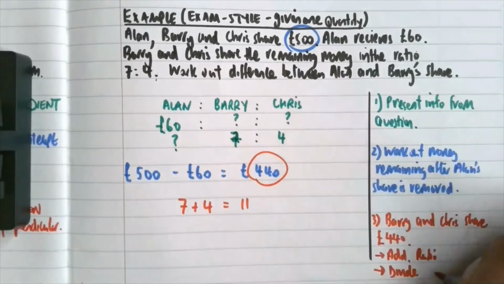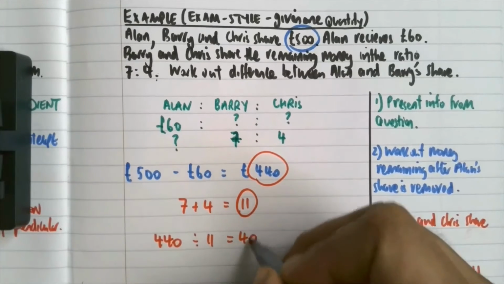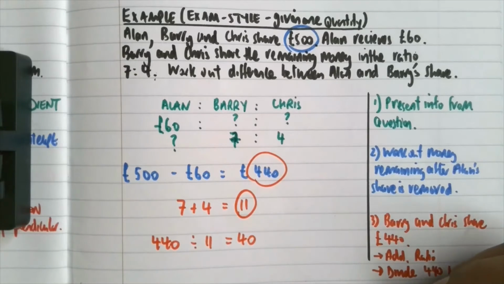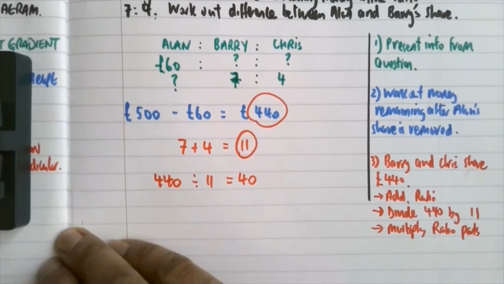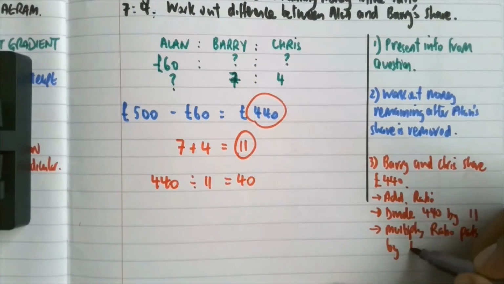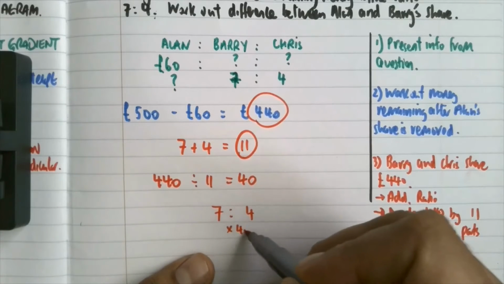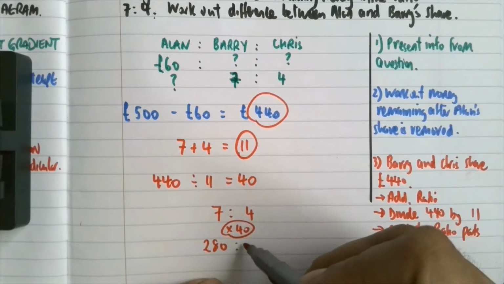So we're going to do 440 divided by 11. And that's going to be 40. Then we're going to multiply the ratio 7-4 by 40 to work out what Barry and Chris get. And that's the last step. So we've got 7-4. We're going to multiply both parts by 40. Barry gets £280. Chris gets £160.